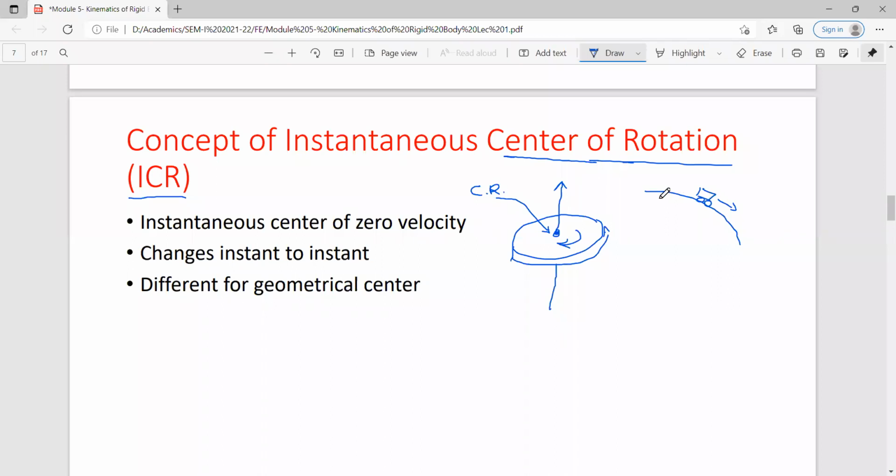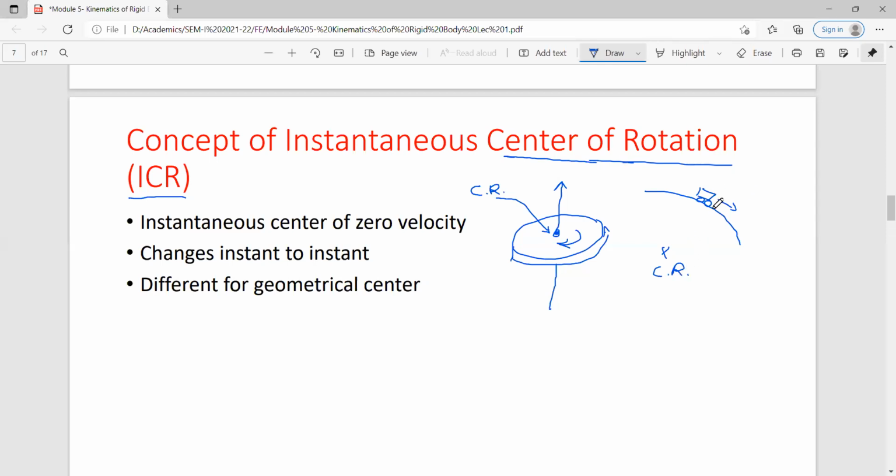It will be at the center of this arc. Yes, correct. This arc, this curved path, where is the center of that curved path? Say it is here. So this point will be the center of rotation. We already know it.